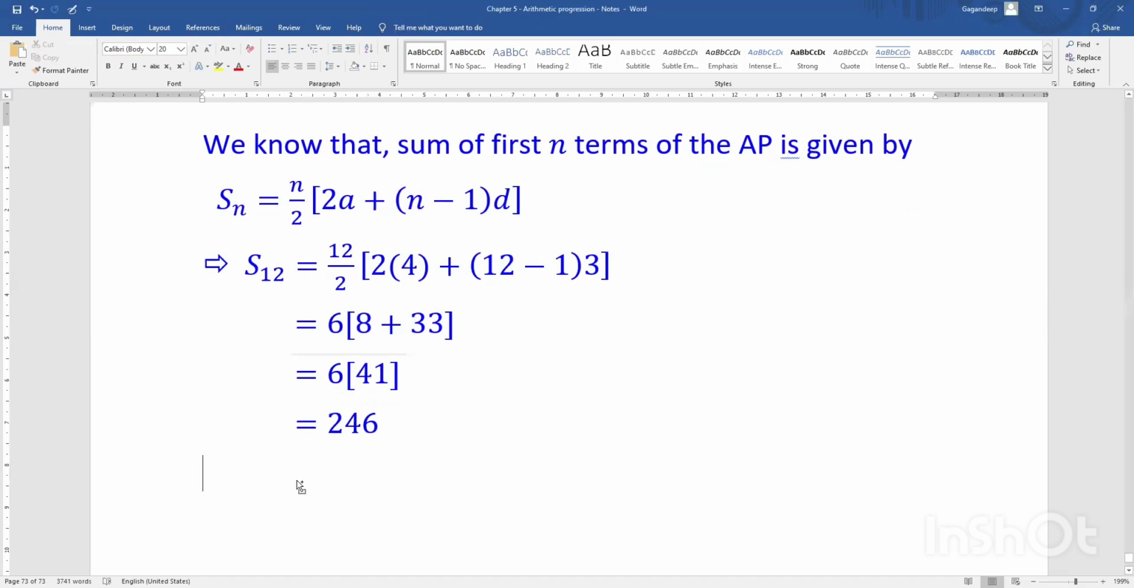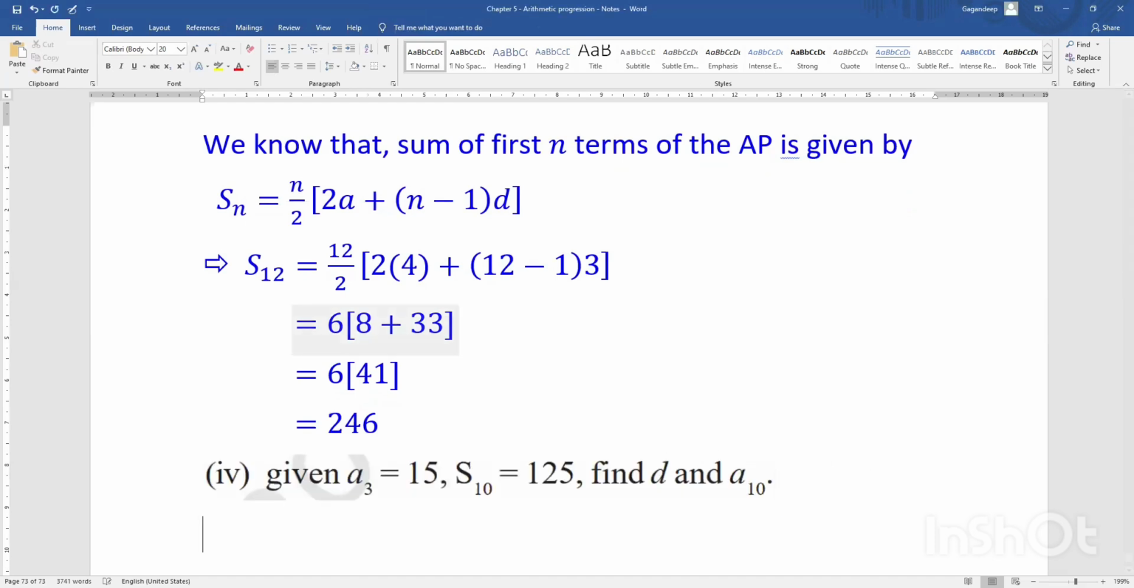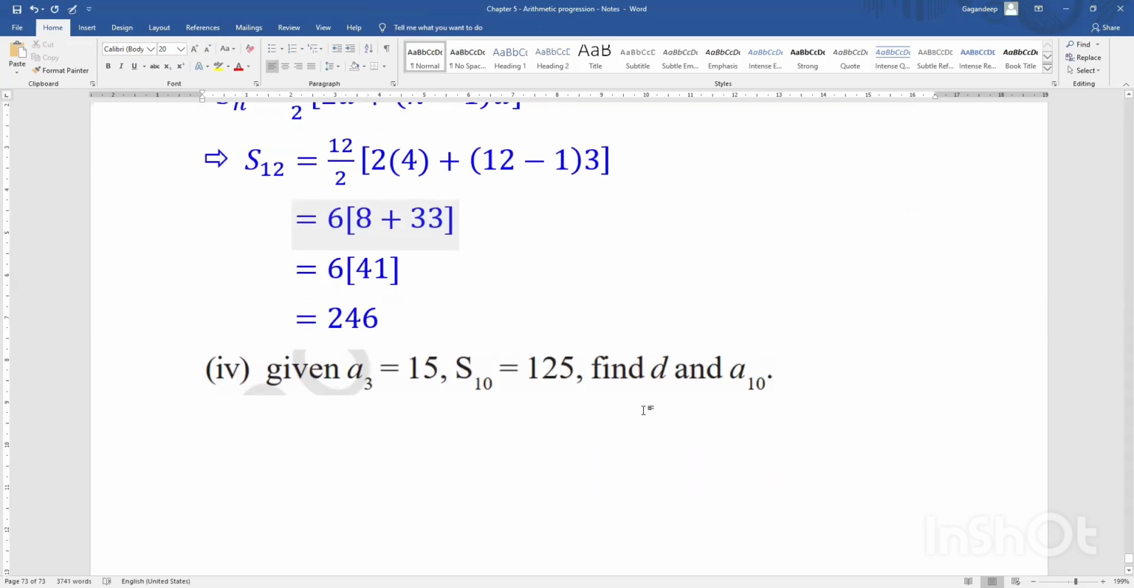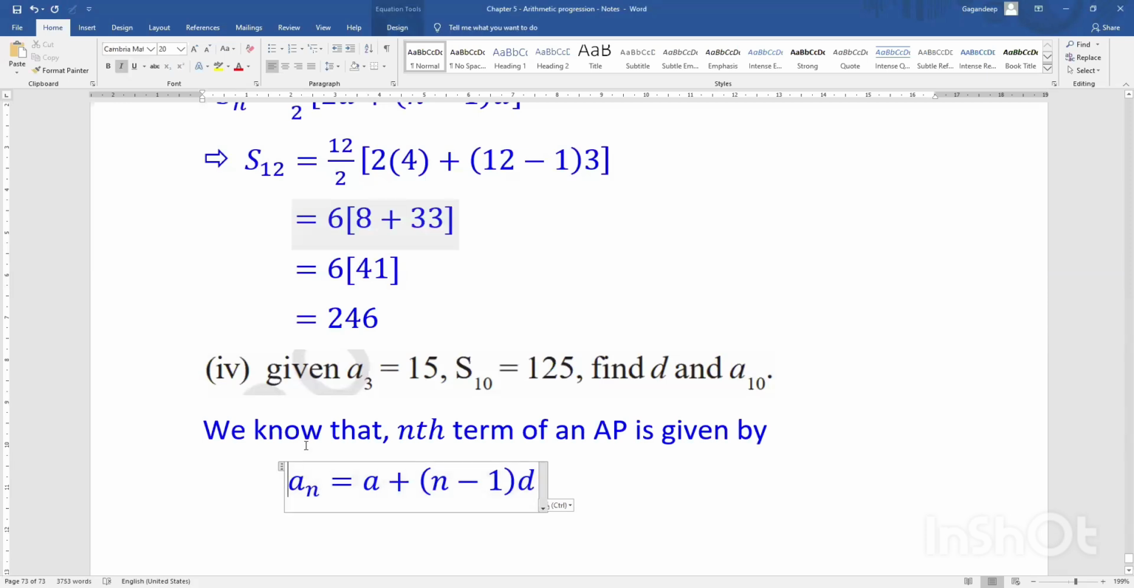The fourth problem, we are given A3 is equal to 15, that is the third term is 15, and the sum of first 10 terms is 125. We need to find D, the common difference, and A10, the 10th term. Again, I'm going to consider the formula An is equal to A plus n minus 1 into D.